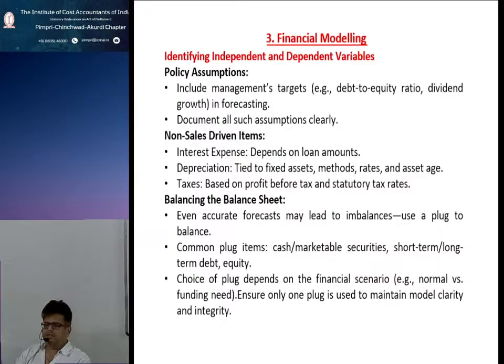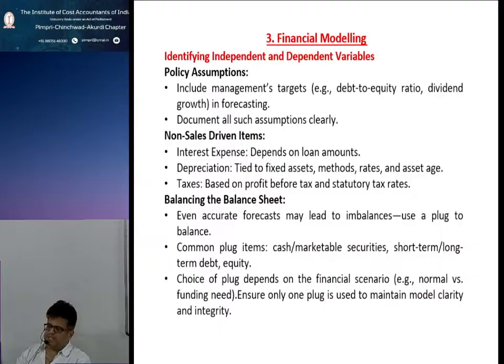Then there are certain non-sales driven items. Typically, while forecasting, those can't really be linked to the sales figures, like interest expense, because interest expense in a way depends on the loan amounts that have been taken by the business. Depreciation is tied to fixed assets, methods, rates and asset useful life also. And taxes typically are based on profit before tax and statutory tax rates. So these three items, interest, depreciation and taxes, are non-sales driven items.